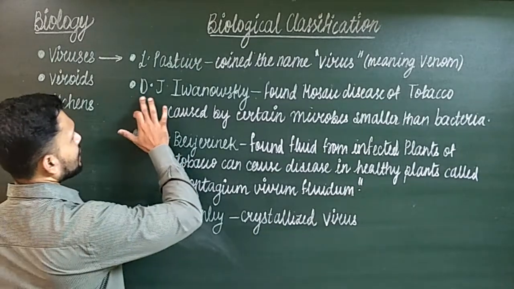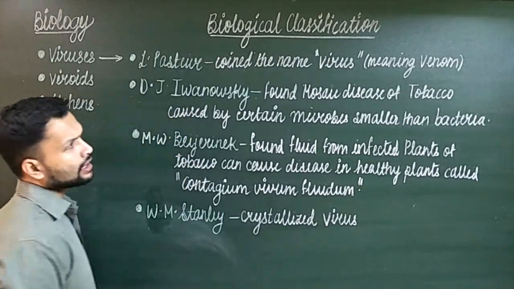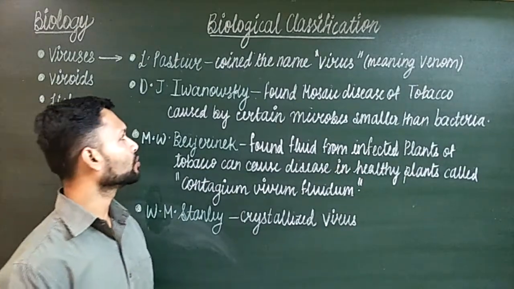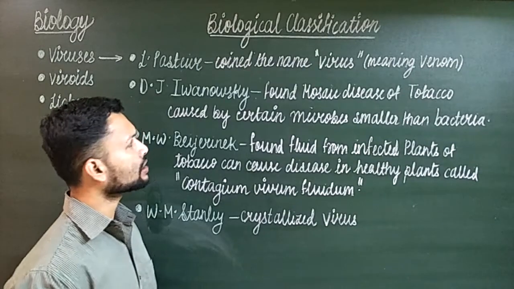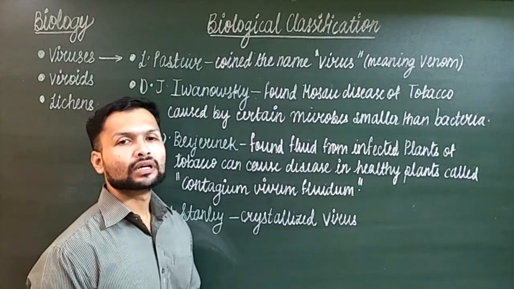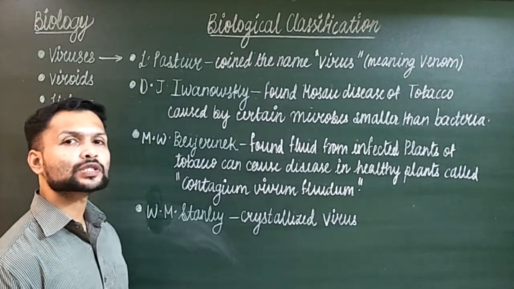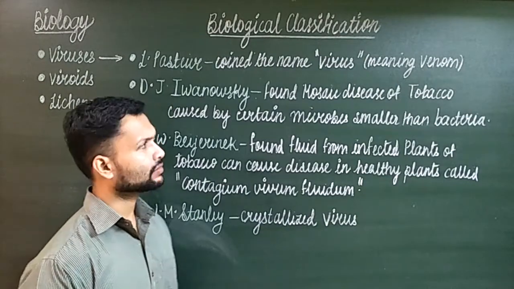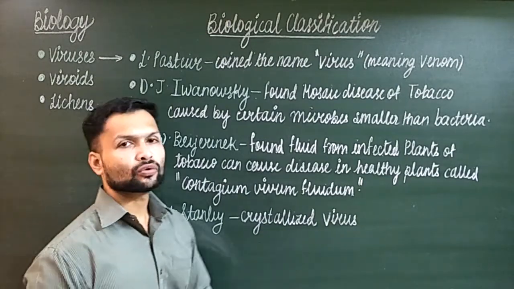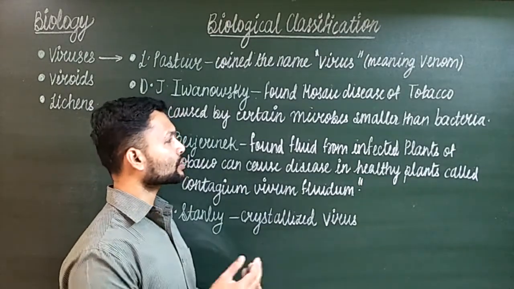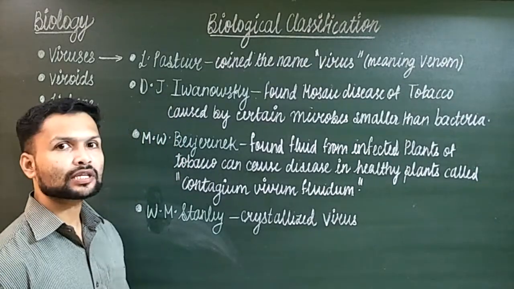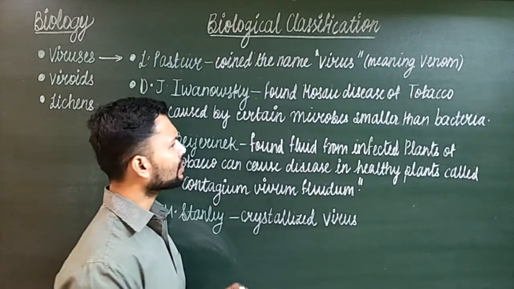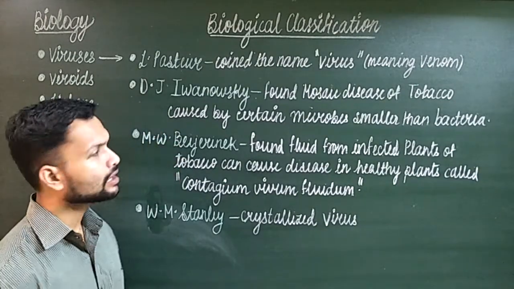Next, D.J. Ivanovsky was the one who actually said that the mosaic disease of tobacco is caused by an entity which is smaller even than the bacteria. Means he couldn't even get to know what it actually was, he was only able to find that there is something smaller than bacteria, and what he was suggesting was simply the viruses.